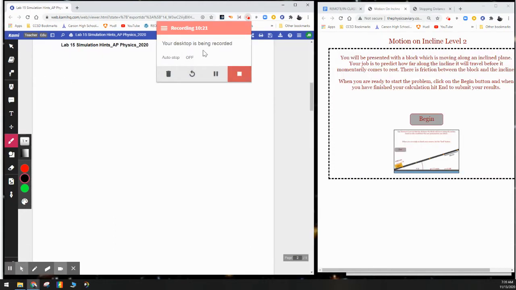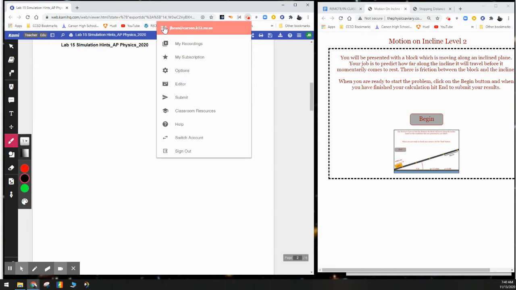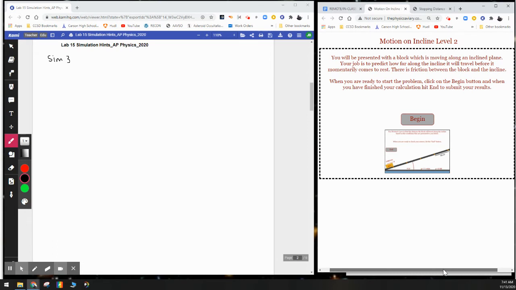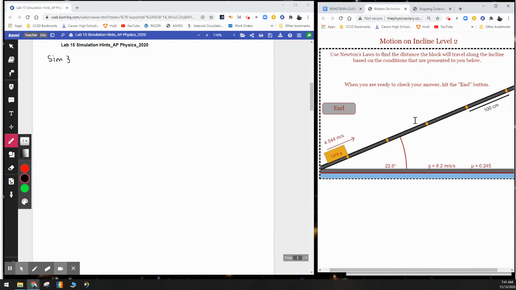Okay, class, Mr. Bean here. Let's go ahead and move this out of the way. All right, simulation 3 here. It says motion on an inclined plane, and there's some information about what's going on here. It wants to know how far this block will go up the incline before it comes to rest. So let's click on begin here.